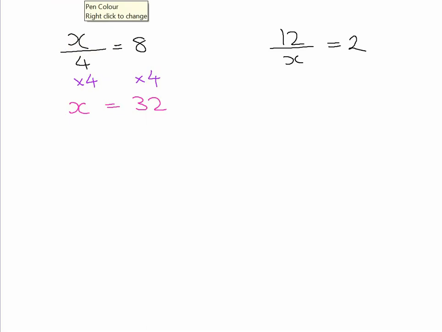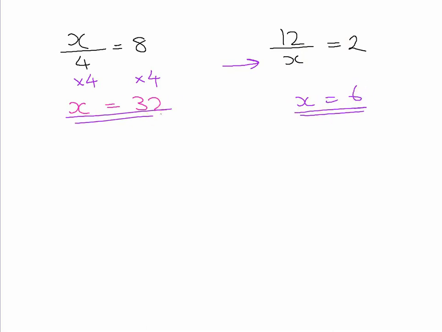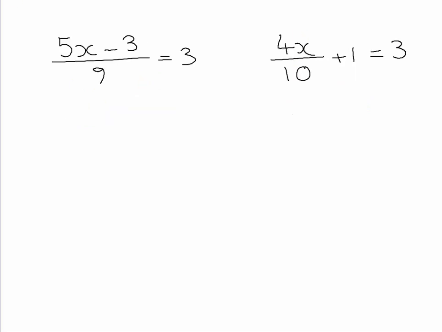This one as well is definitely harder when x is on the bottom, especially to adopt our formal methods. But 12 divided by something is 2. Obviously that something is 6. Now, when x is on the bottom, what I want you to do is just look at it. Okay, not to do anything fancy, we'll worry about that next year.